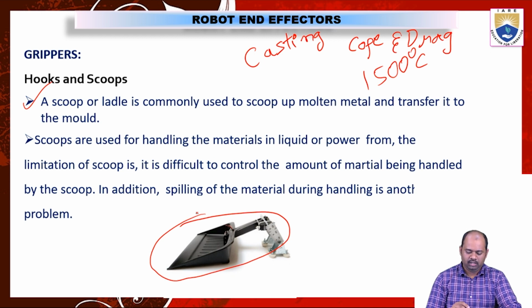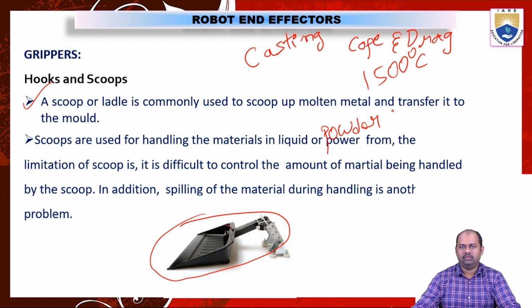That is why only very small displacements are possible when we are using a scoop and working with molten metal. Now scoops are used for handling materials in liquid or powder form. So this is powder. Whenever the material we want to move from one place to another is in liquid or powder form, we can use scoops. There are some limitations of the scoops.